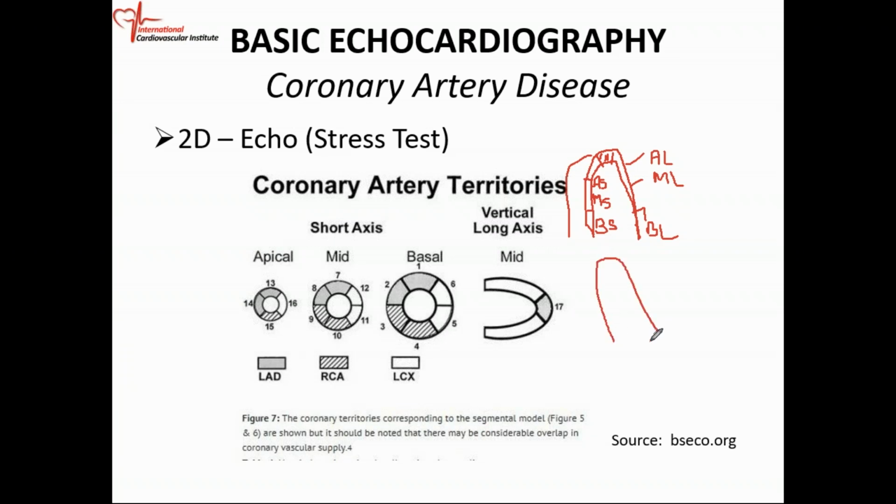So this is the inferior wall here, and this is the anterior wall. So again, anything close to the mitral valve, this is your basal inferior wall. So this segment right down here is your basal inferior wall. Then this segment is your mid inferior wall. And then this would be your apical inferior wall.